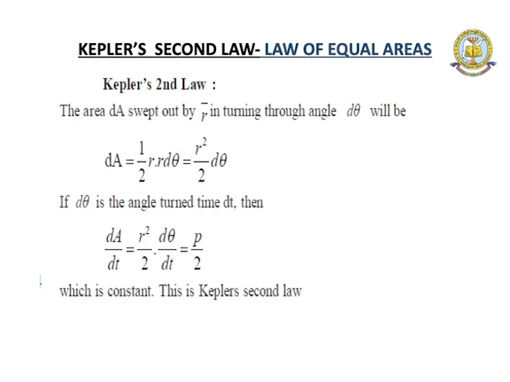So this is the same: equal area in equal time interval is equal to a constant, that is p/2 is equal to constant, that is Kepler's second law. Okay, and next, Kepler's third law.